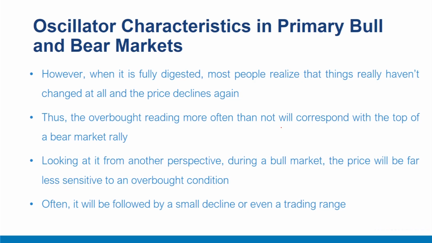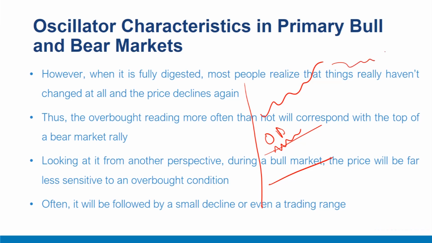Looking at it from another perspective, during a bull market, the price will be far less sensitive to an overbought condition. That means if it is a bull market like this, and the price is moving like this, then the oscillator would rather hover around the overbought level. While if it is a bear market, the oscillator may hover around the oversold level a lot of the time.